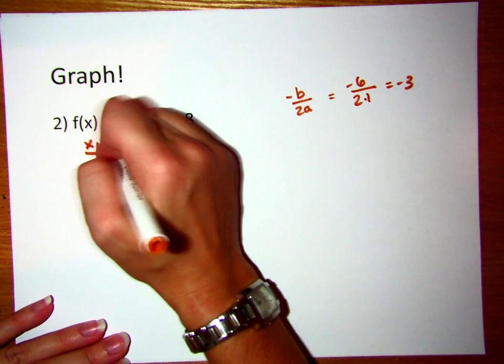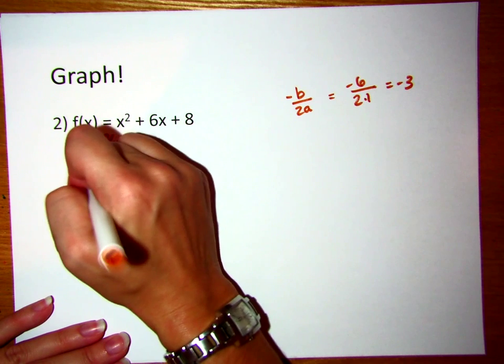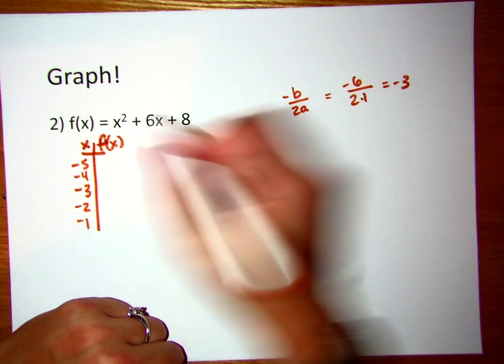So this is x, and then this is f of x. Starting with x is negative 3, and then we want to go 2 numbers to the left and 2 numbers to the right with it. So we're going to go ahead and put it in this formula.